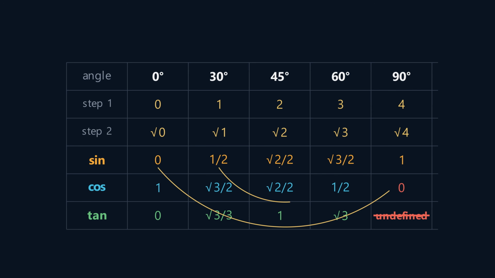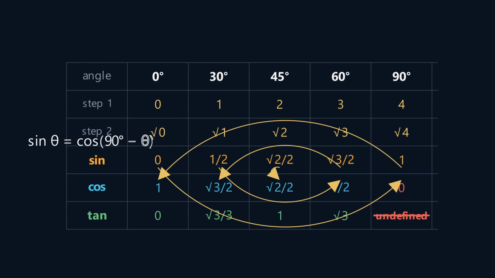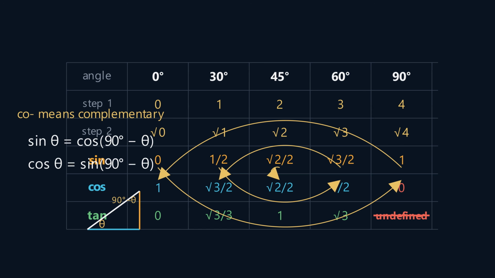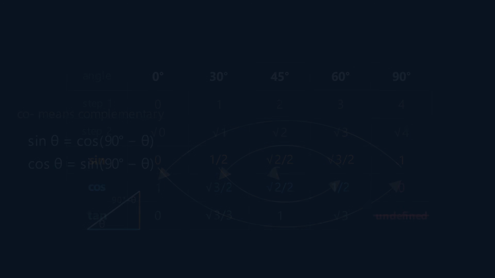There is one more relationship hiding in this table. Sine of 30 equals cosine of 60. Sine of 60 equals cosine of 30. In general, the sine of any angle equals the cosine of 90 minus that angle. That is the co in cosine. Co means complementary. With just these values, you can solve real problems.